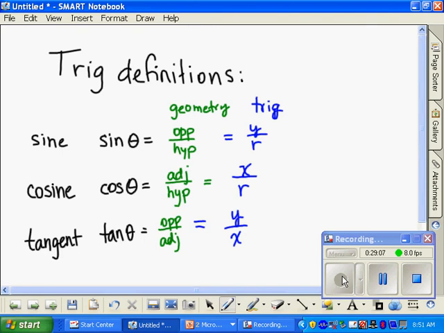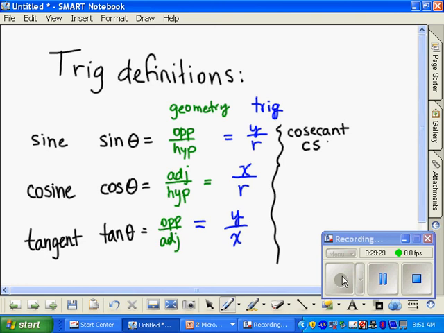The reciprocal for sine. First of all, what's a reciprocal? What do you do? Opposite? No, no, no. We don't say opposite in math class. You flip it, right? You flip it. So the reciprocal of sine is what we call cosecant. That's the full word spelled out.